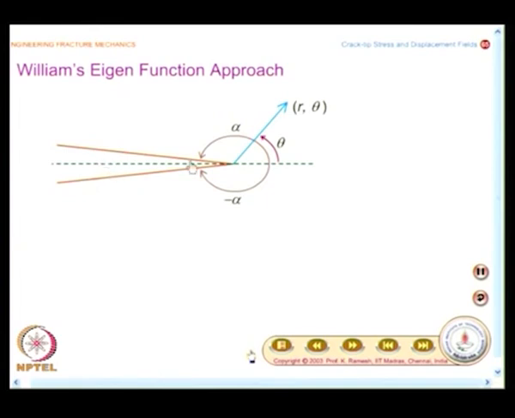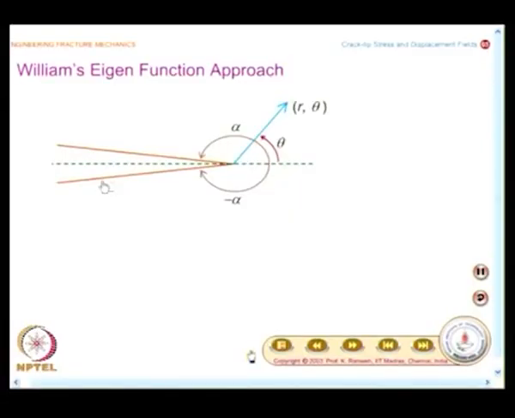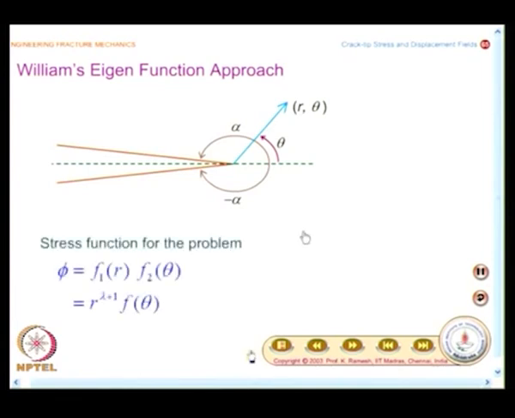So, what he analyzed was a wedge problem. This is what he published in 1952, which was later modified for crack problems in a paper in 1957. What he took were crack surfaces that are free, unloaded crack surfaces, and he approached the problem from polar coordinates.